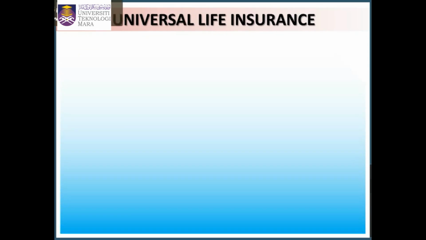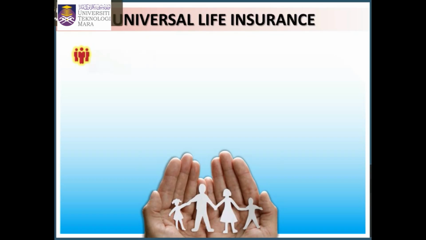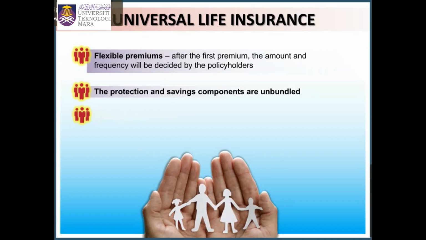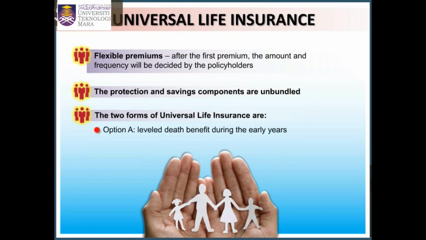Universal life insurance. Flexible premiums. After the first premium, the amount and frequency will be decided by the policyholders. The protection and savings components are unbundled. The two forms of universal life insurance are: Option A, leveled death benefit during the early years. Option B, increasing death benefits.